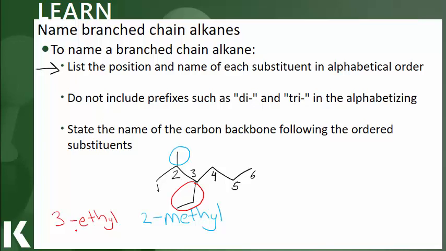So far, we know this molecule is 3-ethyl, 2-methyl, blank. The ethyl is written before methyl because we name substituents in alphabetical order. Also, notice that we separate numbers and letters through the use of hyphens.